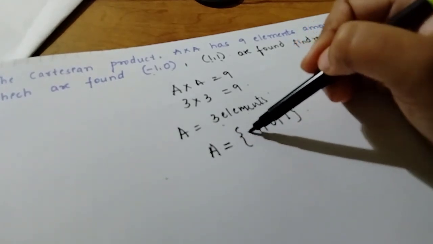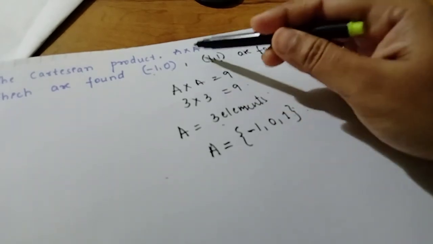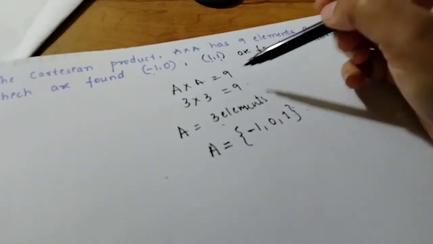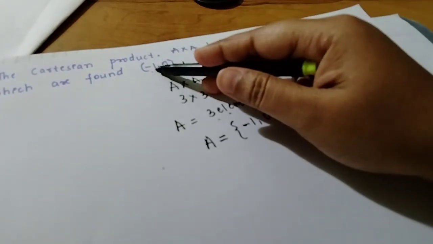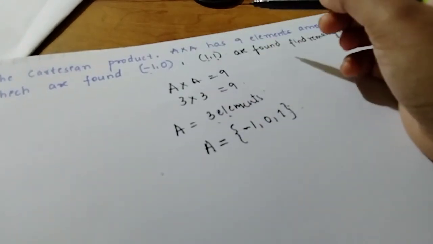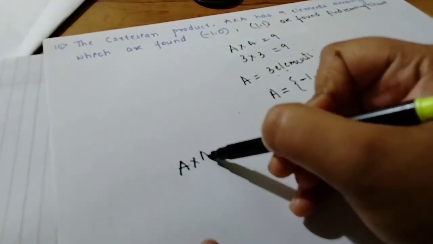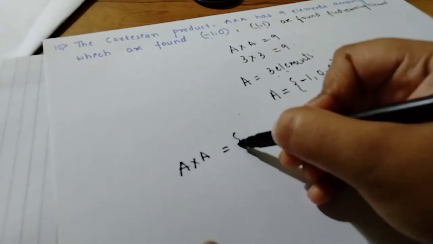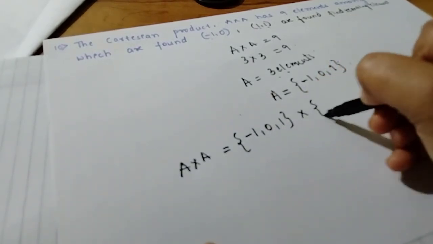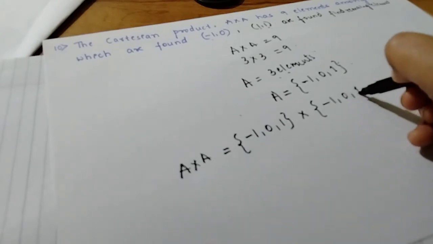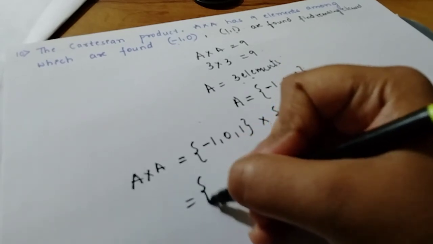What is set A? Minus 1, 0, 1. Why 3 elements? Because they have given that A cross A has 9 elements. Therefore set A will have 3 elements. Which are those 3 elements? Minus 1, 0 and plus 1. Now I take up A cross A. So A cross A is equal to {-1, 0, 1} cross product with {-1, 0, 1}. Now I have to write all the ordered pairs.